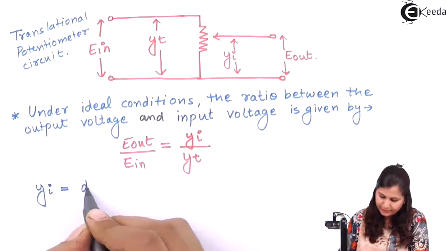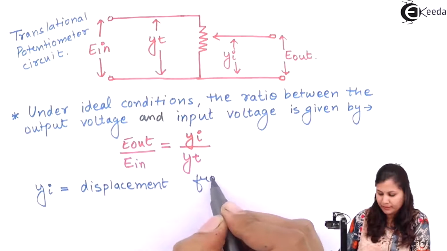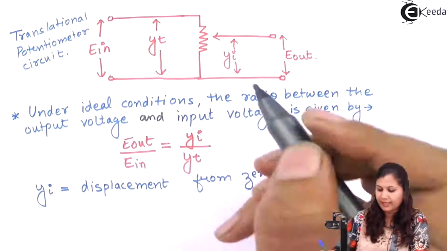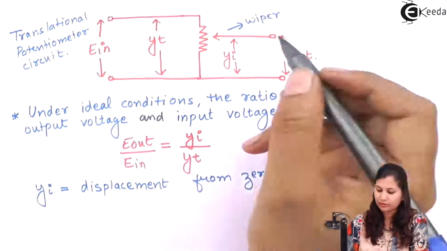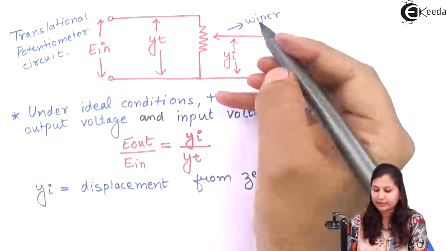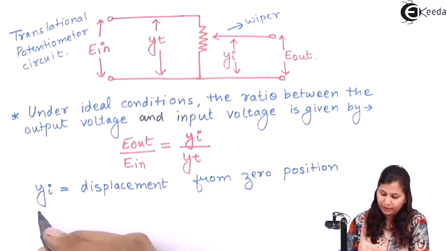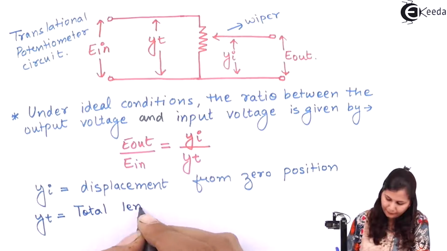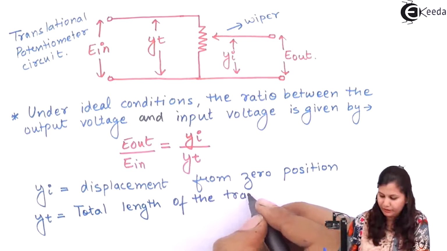Yi is the displacement from zero position. That means this is the wiper, and first this wiper is kept at the zero position. Now when the input voltage is applied, this wiper will be moved from the zero position. So this displacement from zero position is Yi. Okay. Now Yt is the total length of this translational potentiometer.